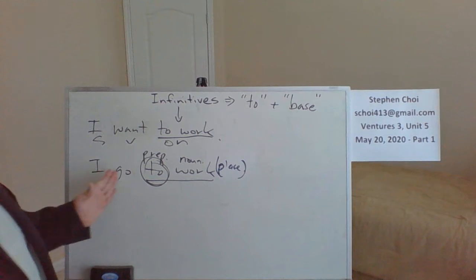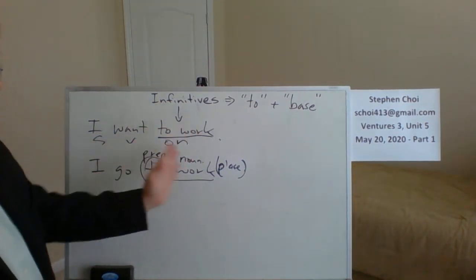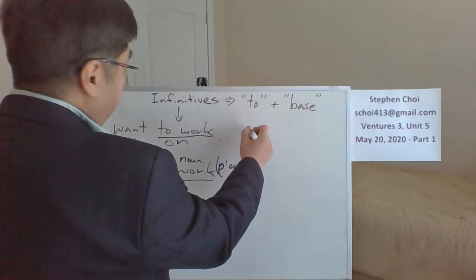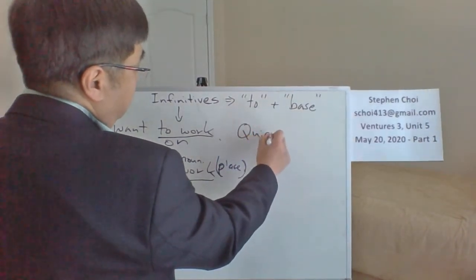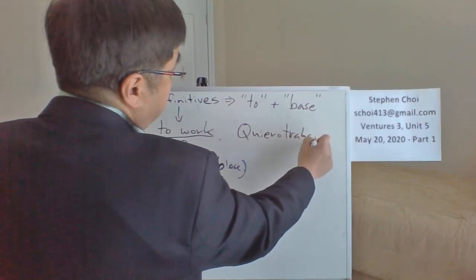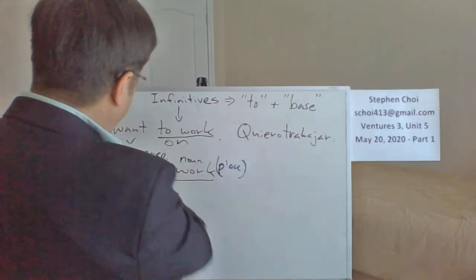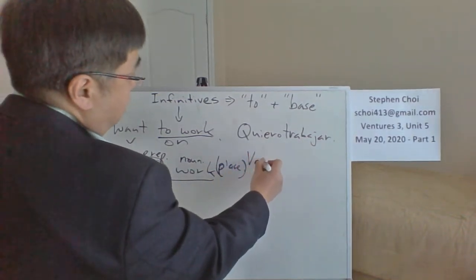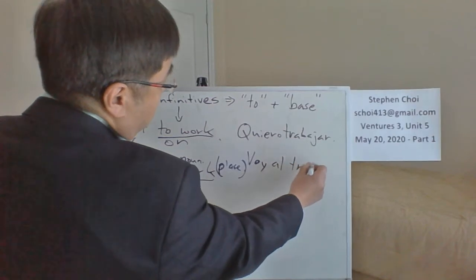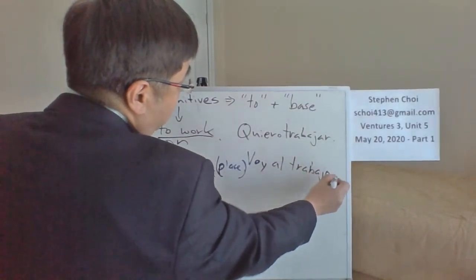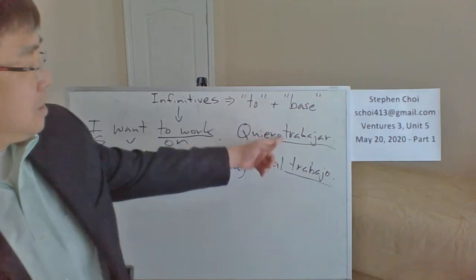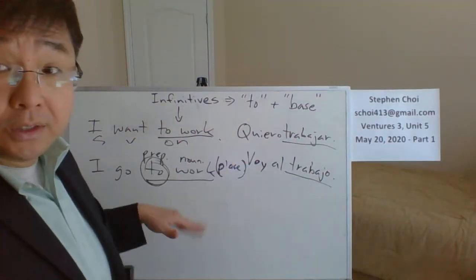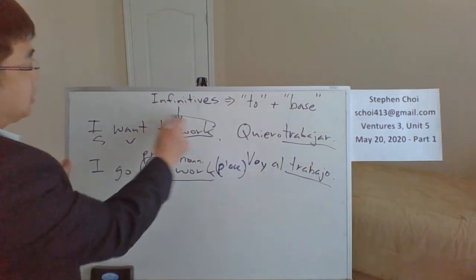Like I mentioned earlier, for Spanish, what is I want to work? Quiero trabajar. And I go to work is what? Voy al trabajo. So in Spanish, it's very different. So there's no mistake which one is infinitive and which one is just a noun. But in English, they look the same.